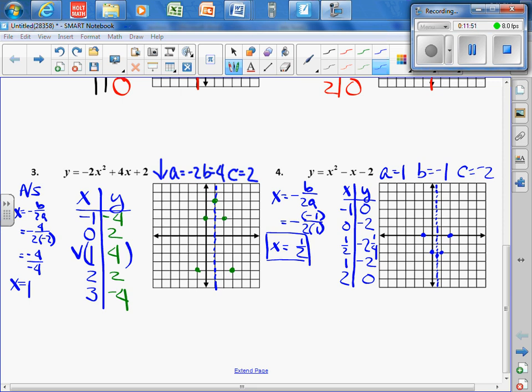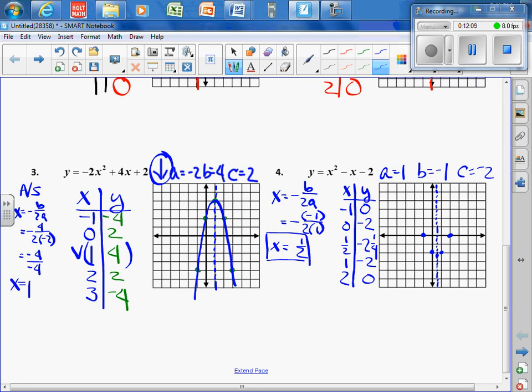So our parabola is going to go like this. It's going to come up, like throwing a ball up, curves around, and comes down through that point. So there's your parabola for that one. And as we were saying earlier, this one does open down.